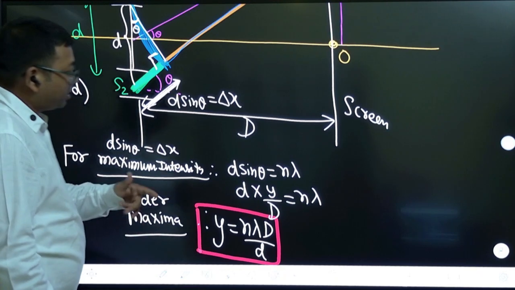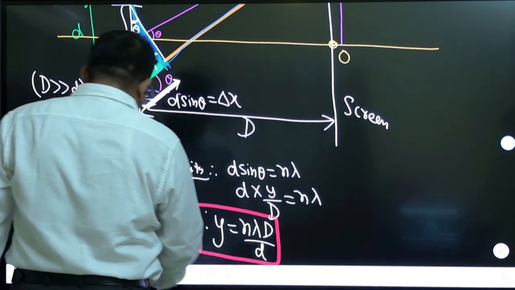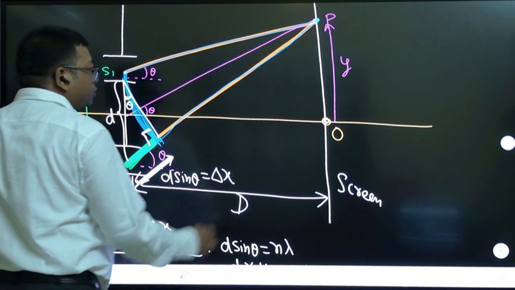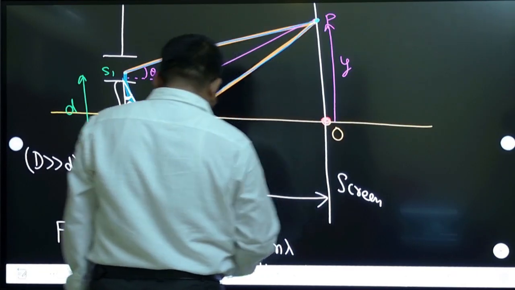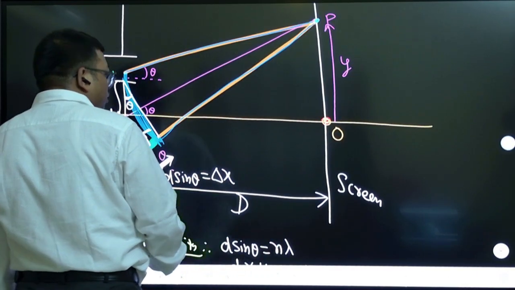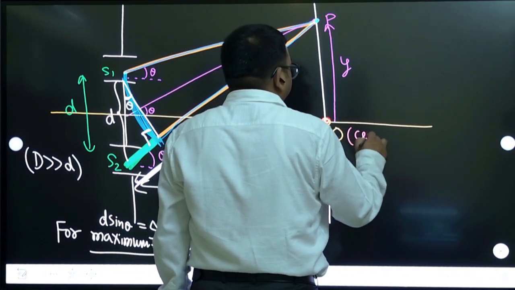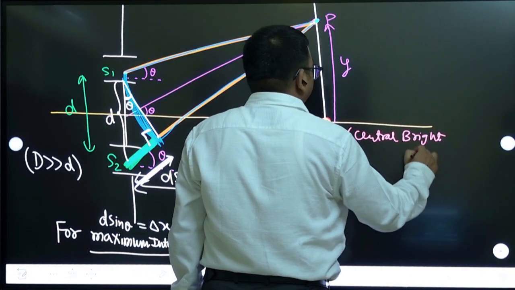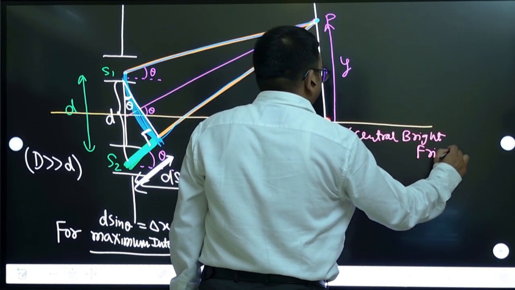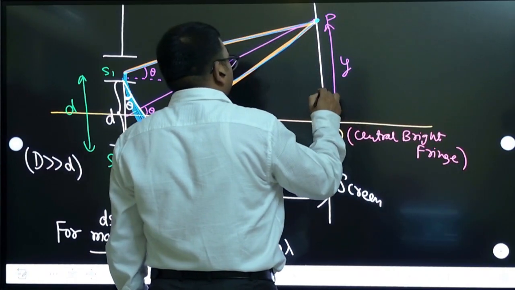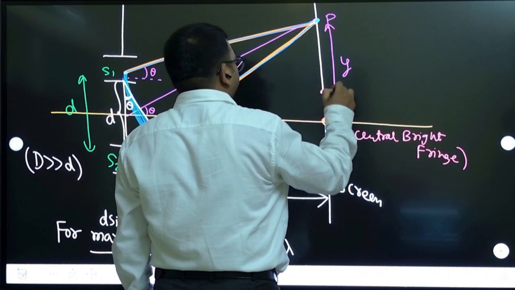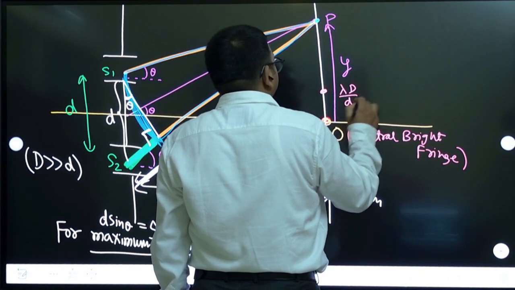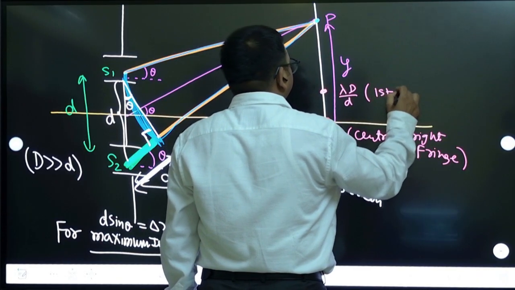That means if I put n equal to 0, I will get y equal to 0. So this point, y equal to 0, is called the central bright fringe. Similarly, if I put n equal to 1, this distance I will get as lambda D by d. This is called the first bright fringe.